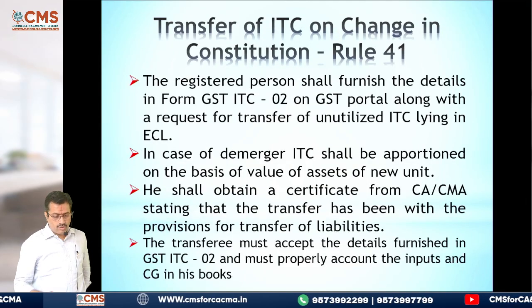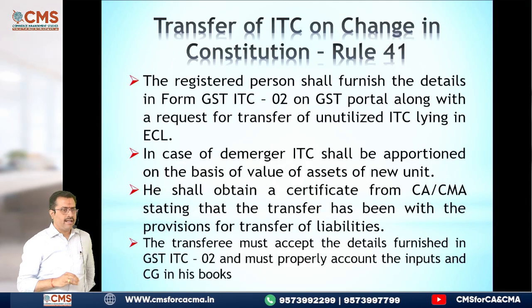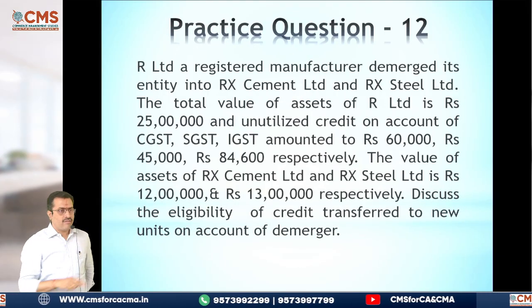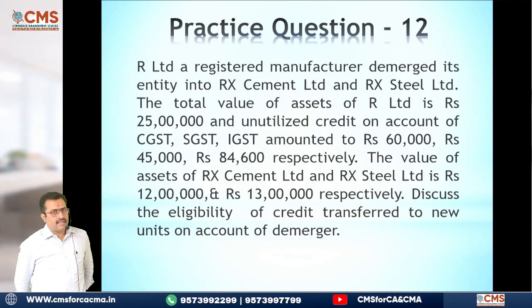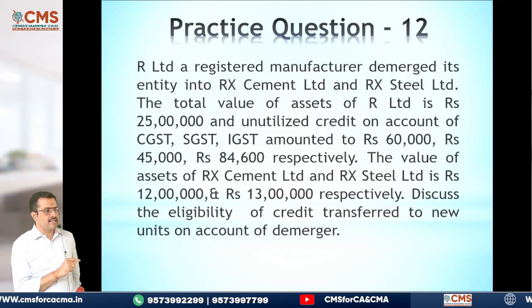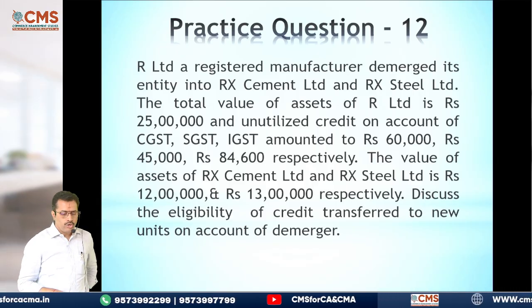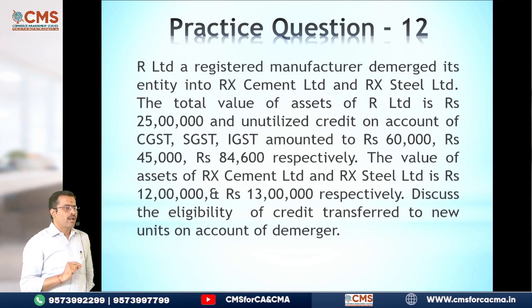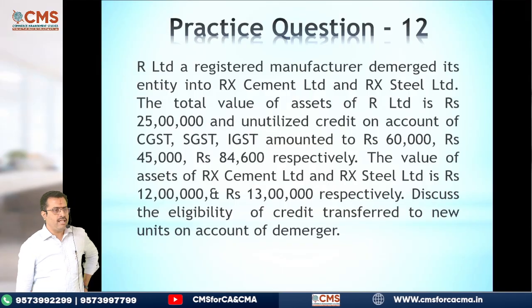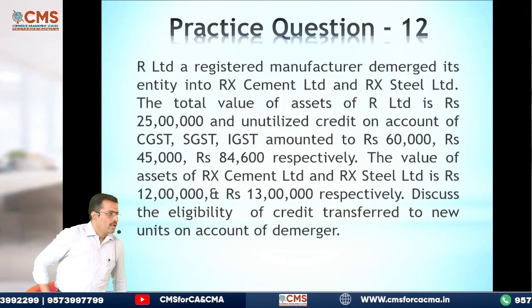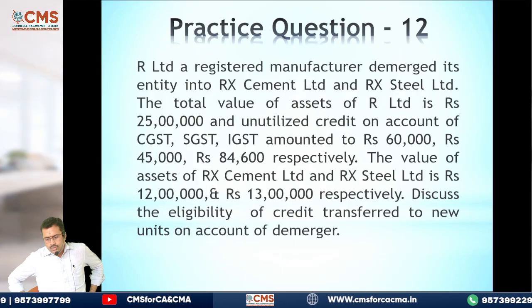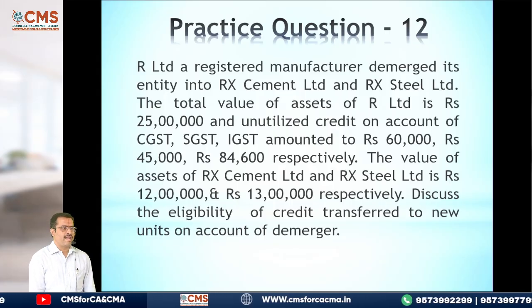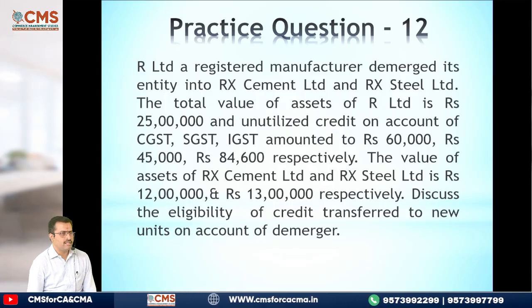So just now we told, in case of demerger, ITC shall be apportioned on the basis of value of assets of the new unit. What are the values of assets of the new units in this problem? 12 lakhs and 13 lakhs respectively. Now he is asking you to discuss the eligibility of credit transferred to new units on account of demerger. So how to do this kind of problem? Put the heading, I'll tell you: Computation of ITC available to demerged entity.